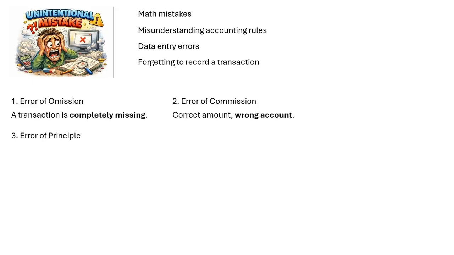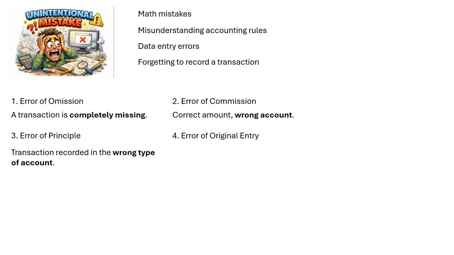Third one, error of principle. Transaction recorded in the wrong type of account. Example, recording an equipment purchase as an expense instead of an asset. Effect, the trial balance still balances, but the financial statements are wrong.